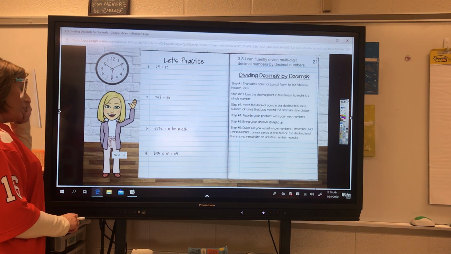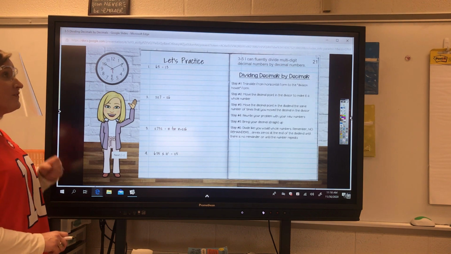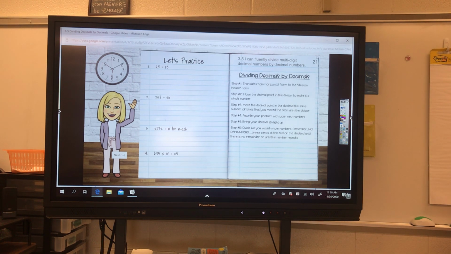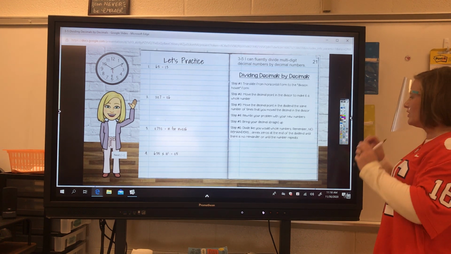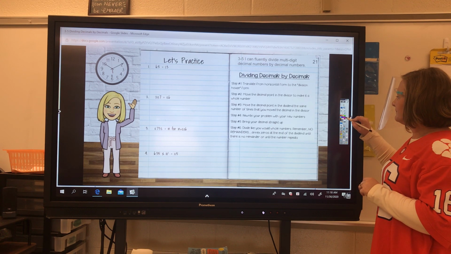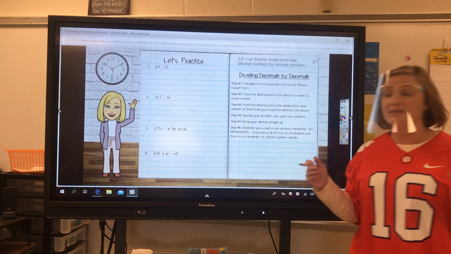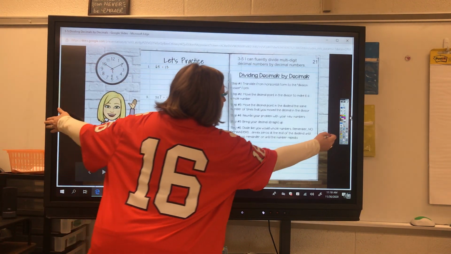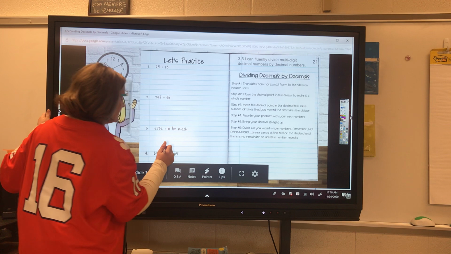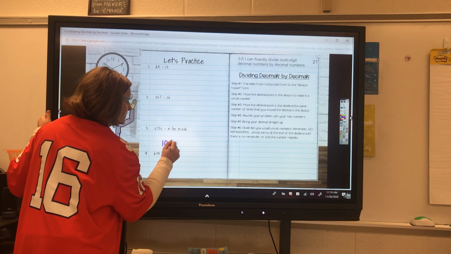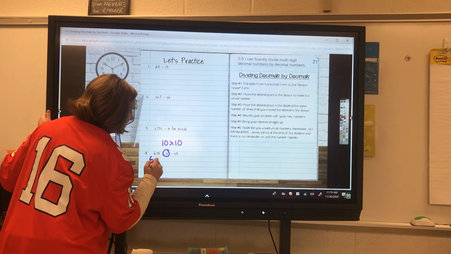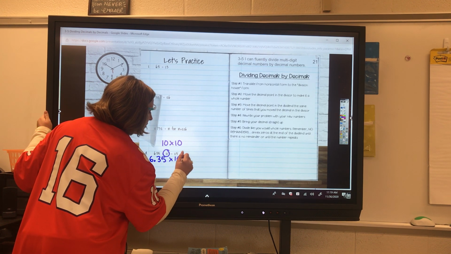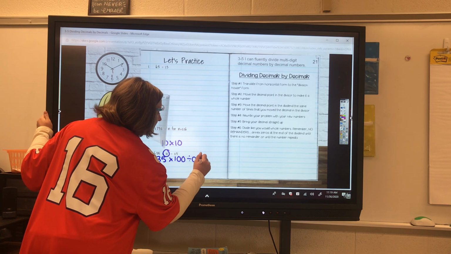All right, so we have 6 and 35 hundredths times 10 squared divided by 5/10. So what are we going to have to do first? There's no parentheses, so we've got to do exponents. 10 squared is what? 100, because it's 10 times 10. So we have 6 and 35 hundredths times 100 divided by 5/10.